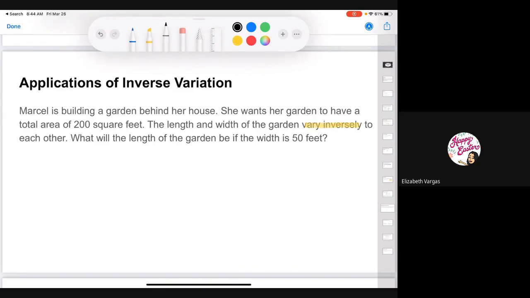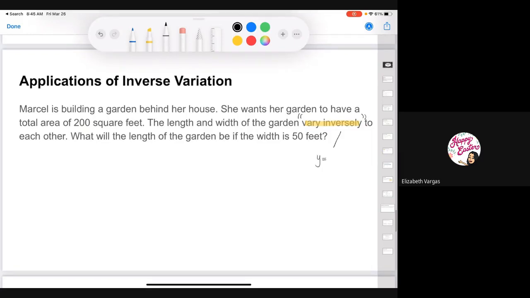So if it tells me varies inversely, then I know I need to use my inverse variation. That is how I will tell whether I need to use direct variation or inverse variation. Here it tells me varies inversely, so I'm going to use my inverse variation. What will the length of the garden be if the width is 50 feet? Well, my length will be my y, and my width will be my x.